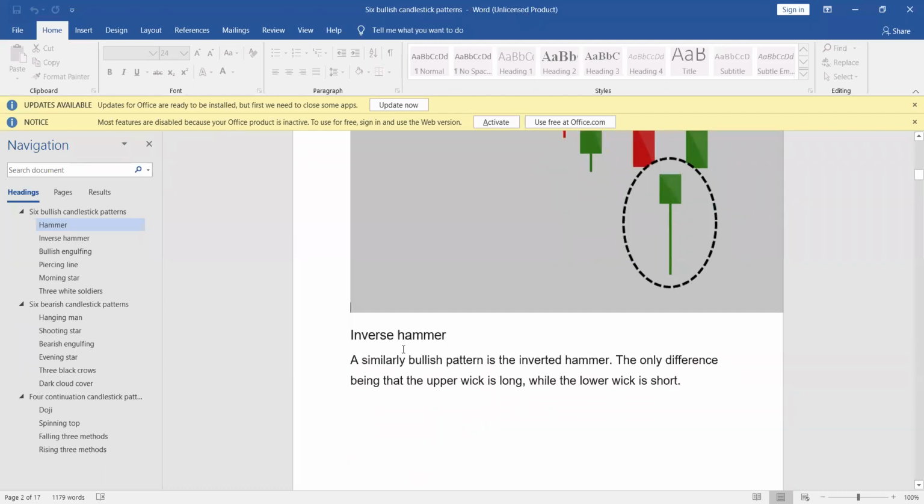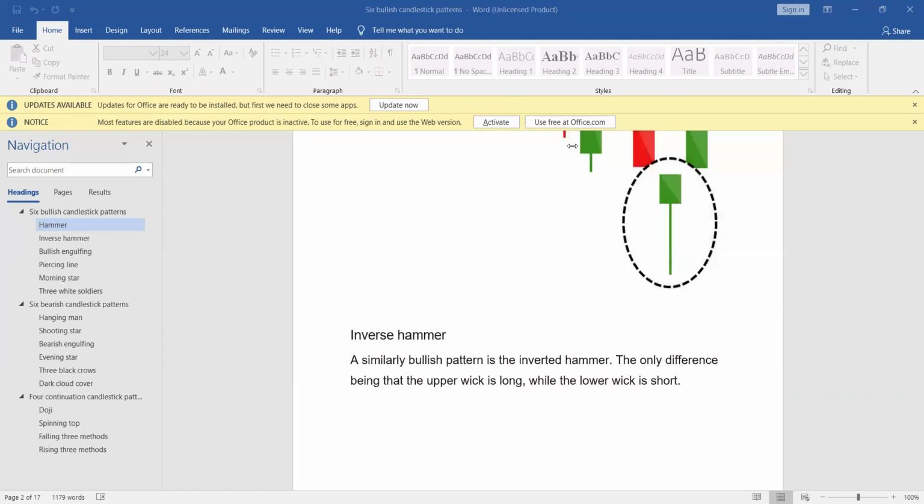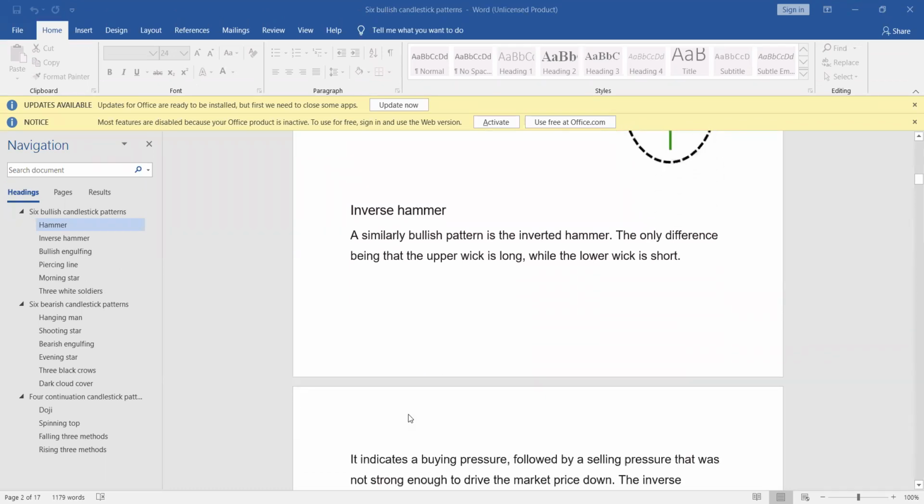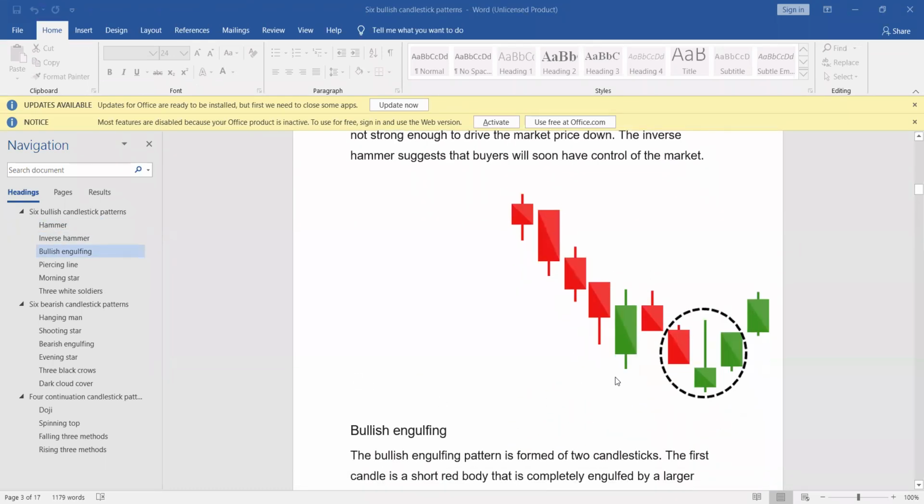Now, we have an inverse hammer. Okay. We have an inverse hammer. An inverse hammer, you're going to see it right here. So this is an inverse hammer or an inverted hammer. Now, when you check it out, you realize that it's somehow the same hammer that we had over there, but it is actually inverted, right? It's inverted. So let us take it again.